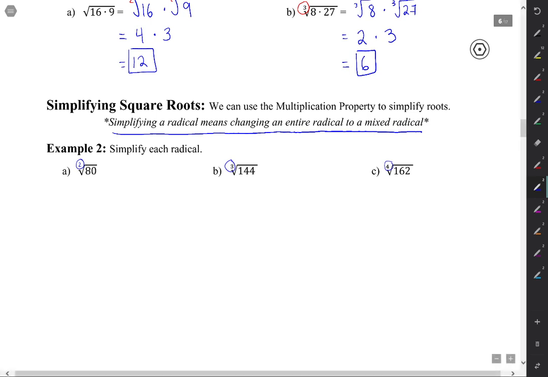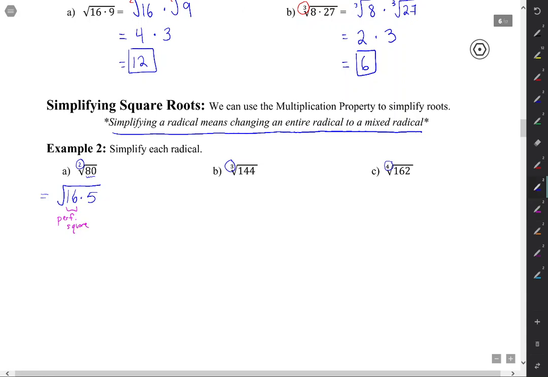So for example 2A, we need to approach this question by thinking of a perfect square that divides into 80. And we're thinking of a perfect square because we need to take the square root of it. So one example would be 16. 16 divides into 80, and 16 is a perfect square. So I'm going to rewrite 80 as 16 times 5, because 16 times 5 equals 80, and 16 is a perfect square. That's what we're looking for here. Perfect square.